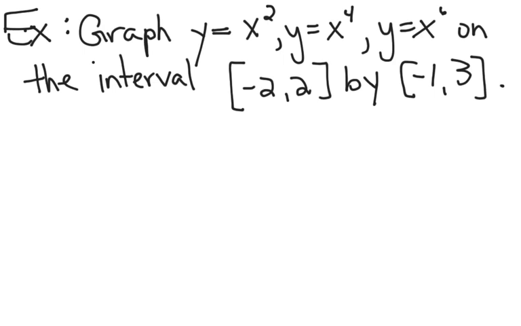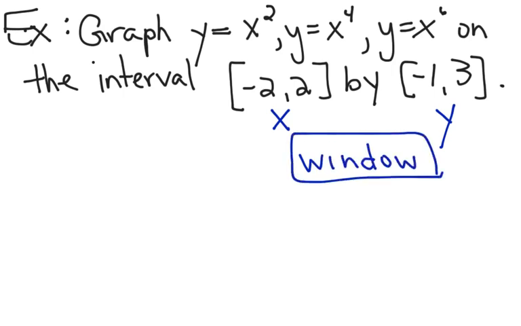So if you graph these three equations, y equals x squared, y equals x to the fourth, and y equals x to the sixth, on the interval -2, 2 by -1, 3. These are your x min and max, and these are your y min and max that you find under the window button on your graphing calculator. You just change them. We're not going to change anything else in the window. The only things we ever usually change are the x min, x max, y min, and y max. And what ends up happening is you see something that looks kind of like this.